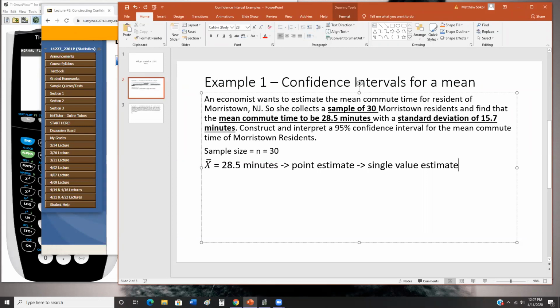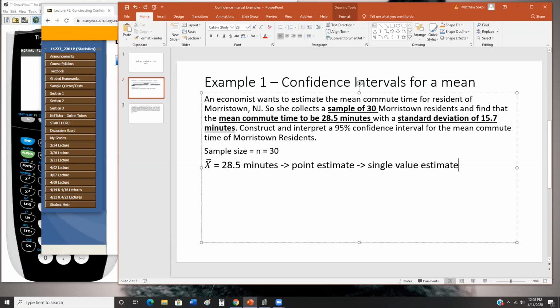So what statisticians have thought about is, okay, well, if it's not exactly 28.5 minutes, what is the actual mean commute time for all residents of Morristown, New Jersey? So here's the thing. There's actually no way they can figure this out, all right? The only way they could literally figure it out is to talk to every single person who lives in Morristown, New Jersey, okay? And Morristown, my hometown, has about 20,000 residents in it. So there's no way they can talk to all 20,000 residents.